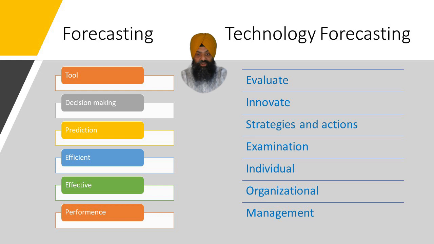Technology forecasting in an organization is used for various purposes for successful, sustainable, competitive growth in the organization, for being competitive in the future market. It helps to evaluate the market, new techniques, new technologies, define competitor strategies and actions, and examine the impact of technology on the organization's successful, sustainable future growth.